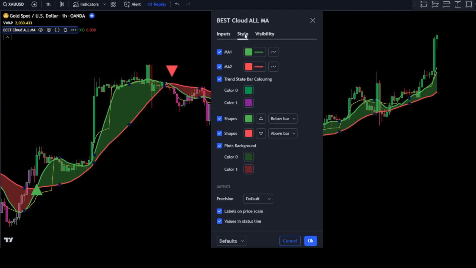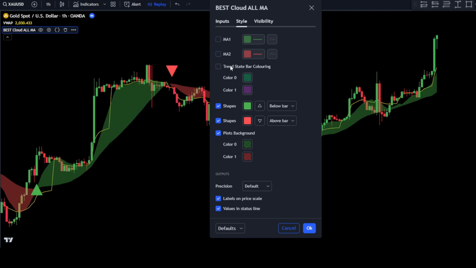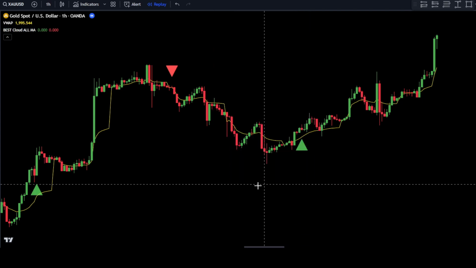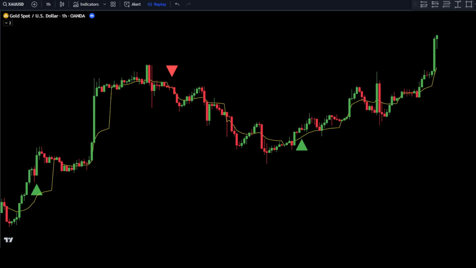Next, go to the Style tab. In the Style tab, uncheck some unnecessary options. Uncheck MA1, MA2, Trend State Bar Coloring, and Plots Background. Once done, simply click OK to confirm the changes. This Best Cloud All MA indicator will be used to guide you in placing orders in the market.